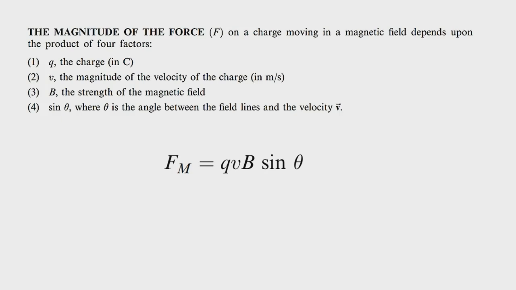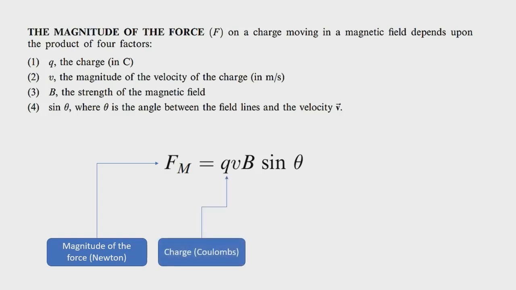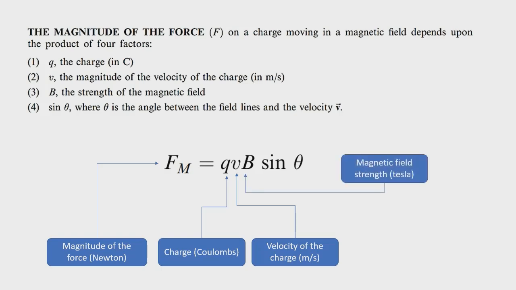This is expressed by the equation F sub m equals Q V B sine theta, where F sub m is the magnitude of the force, Q is the charge, V is the velocity of the charge, and capital B is the magnetic field strength, multiplied by sine theta.